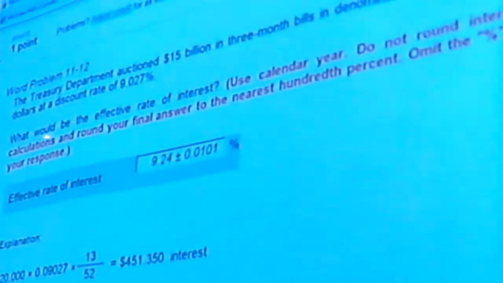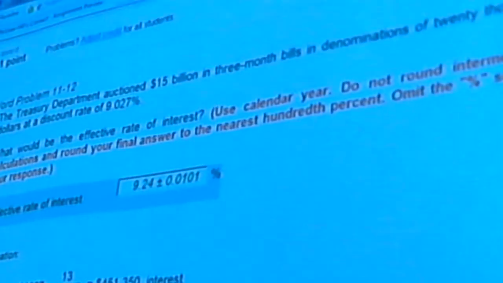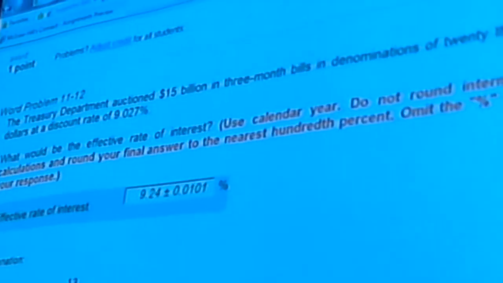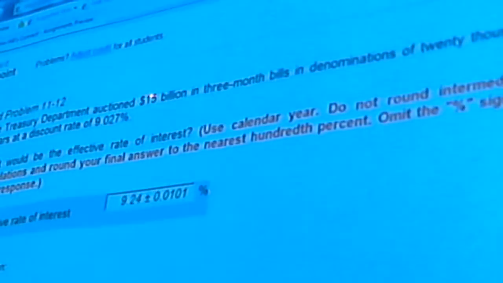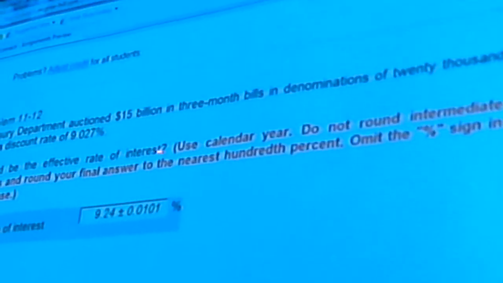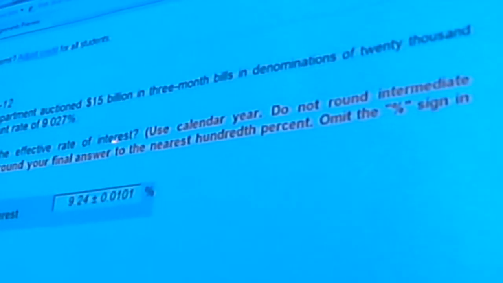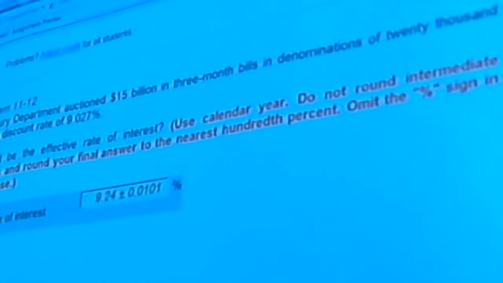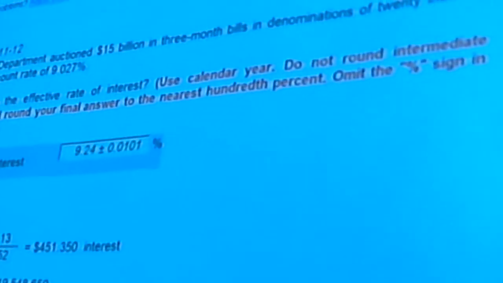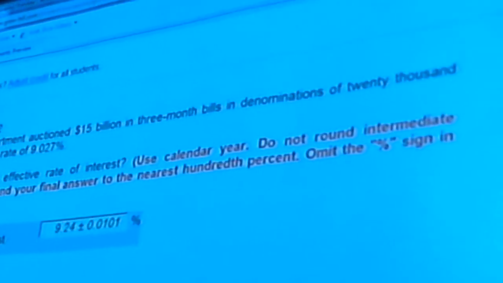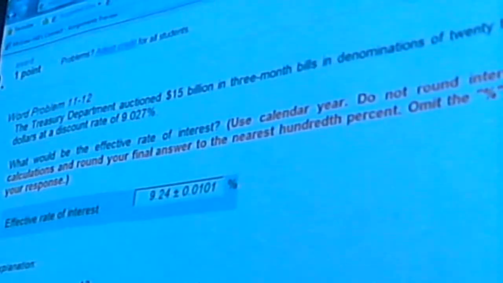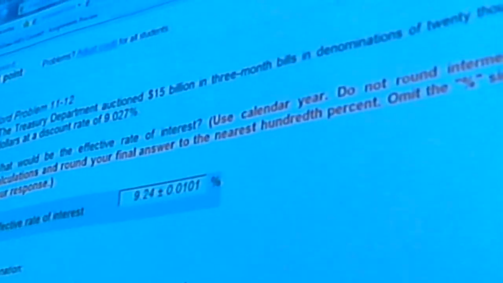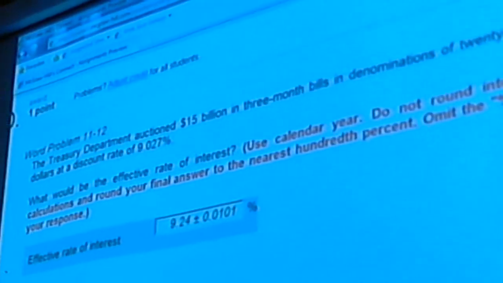Same old thing we just did. Now take a look, because you have to be careful that you don't use anything that's not necessary up here. What I'm talking about is this number right here. You don't use the 15 billion. Let me tell you why. That would be way too hard. The Treasury Department auctioned $15 billion worth of 3-month bills in denominations of $20,000. The denomination is the face value, what's printed on the bill.